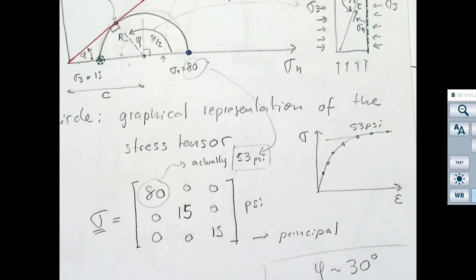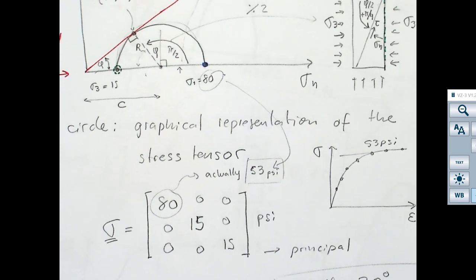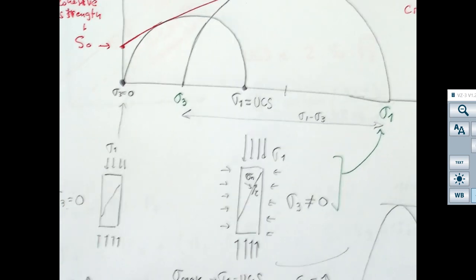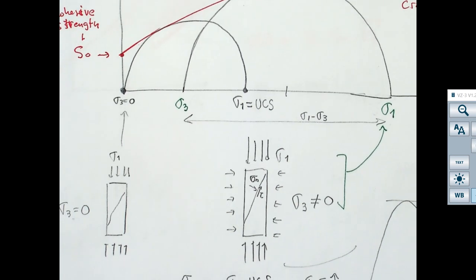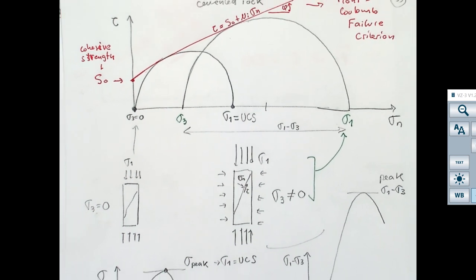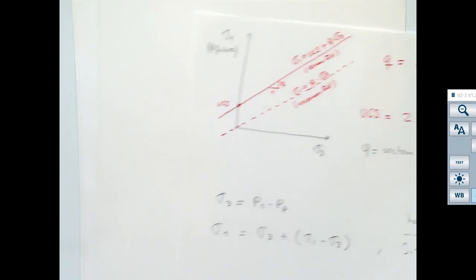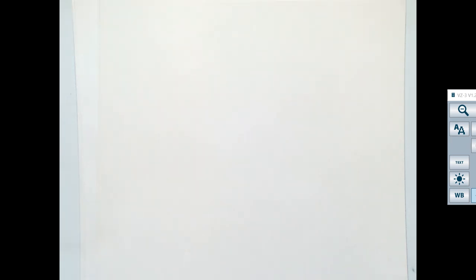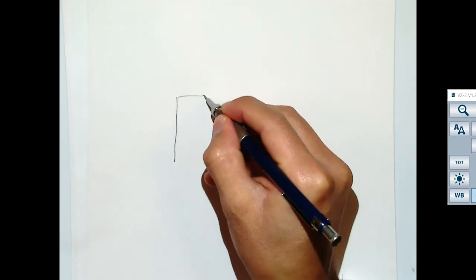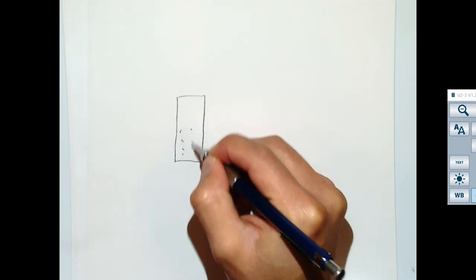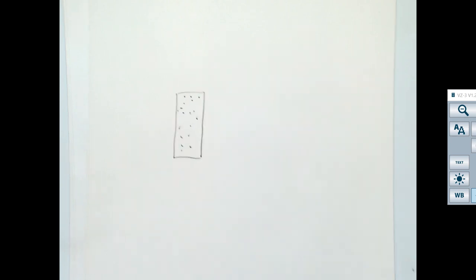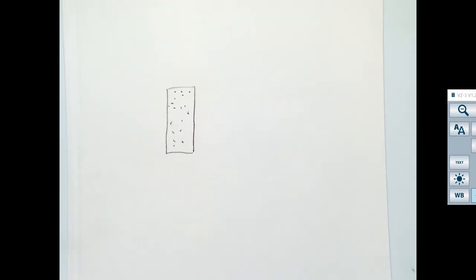Let's now try to expand these kinds of triaxial experiments to see how we can obtain a bigger confining stress, which is the one that we will eventually need to understand properties of rocks in the field. So if you want to increase confining stress, what would you do? You get a sample of rock. This is your rock. And we want to increase its confinement around it. What would you do?